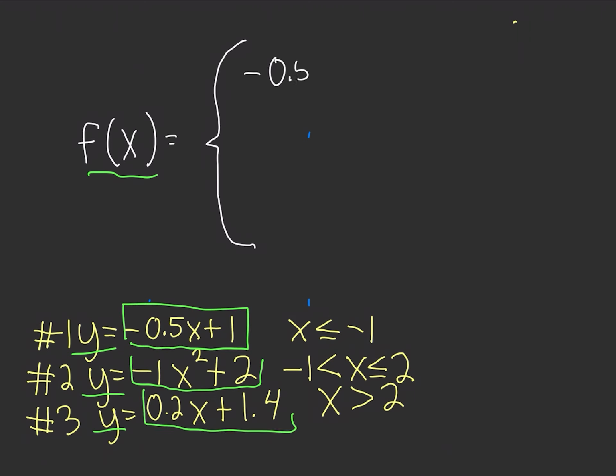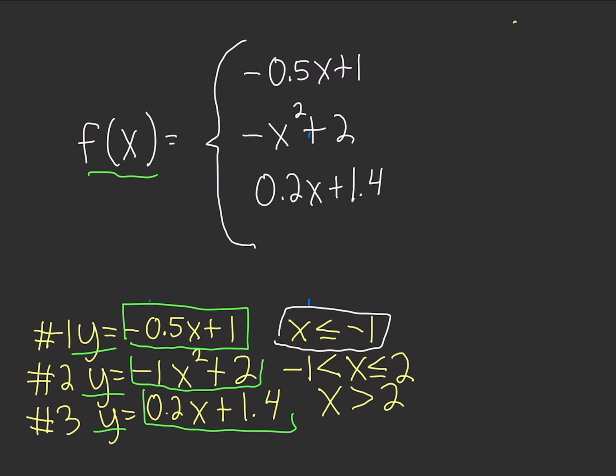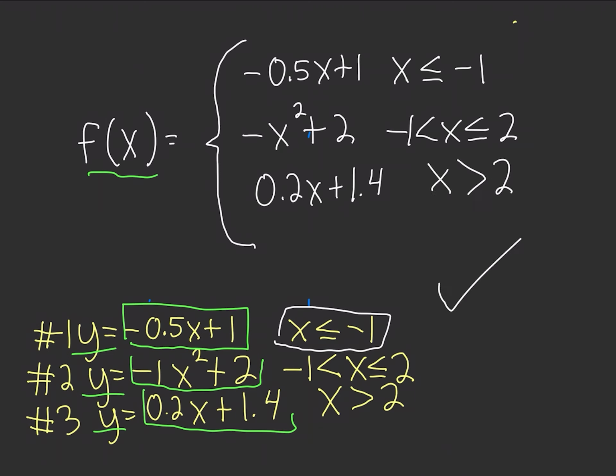So I've got the 0.5x plus 1. Then I've got the negative x squared plus the 2. And then I've got 0.2x plus 1.5, or 1.4. Then I just have to put where they apply. For the first equation, that was anywhere the x coordinate was less than or equal to negative 1. The second equation was, of course, negative 1 less than x less than or equal to 2. And the final one was where x is greater than 2. And now you have it all in piecewise function notation.